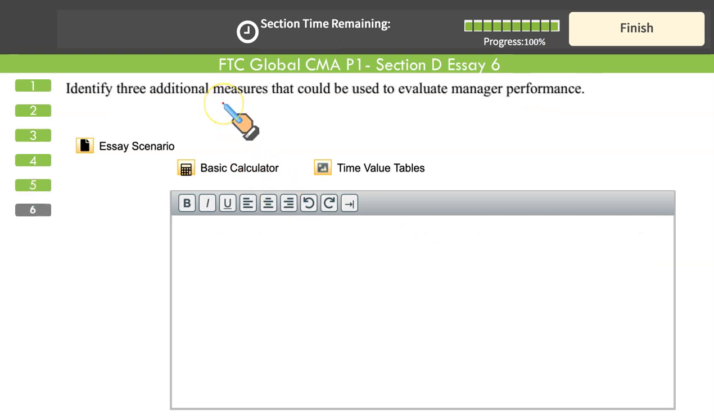Identify 3 additional measures that could be used to evaluate managers' performance. We can assess managers on quality of the production. We can assess their performance through financial measures, like what we have been doing. And we can also assess their performance through innovation. All these are aspects of the balanced scorecard.